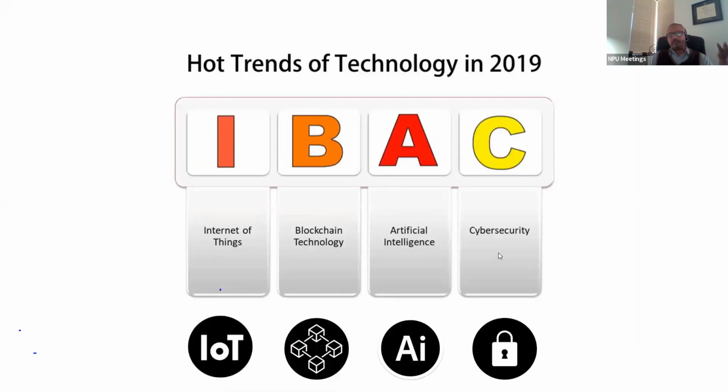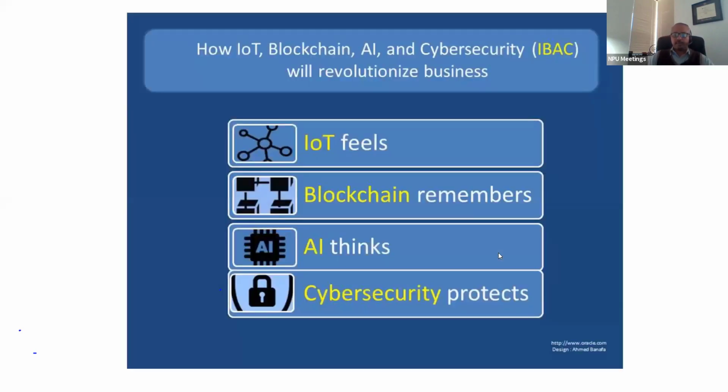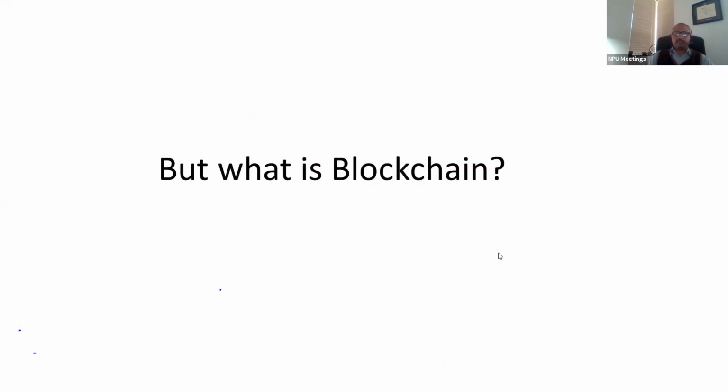Blockchain is one of the four technologies of the IBAC combination, or the IBAC pack. That one is dealing with Internet of Things, blockchain, artificial intelligence, and cybersecurity. And to understand it, we can say IoT feels, blockchain remembers, AI thinks, and cybersecurity protects. So, but what is the blockchain?